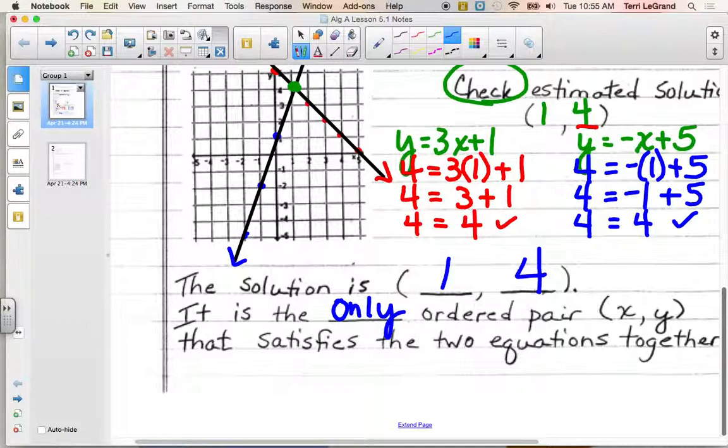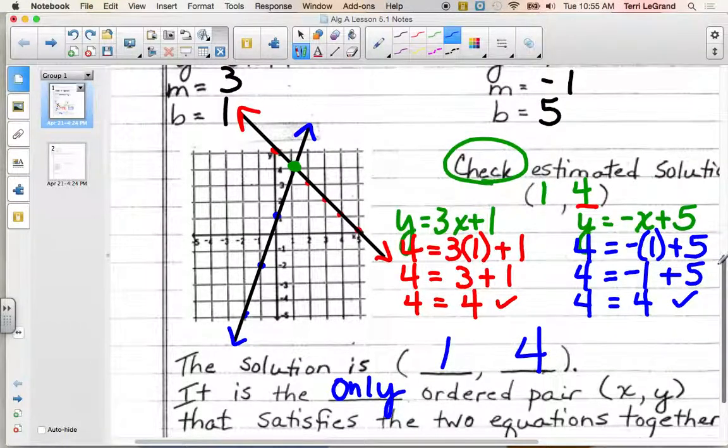Anybody in here think they can give me one ordered pair that would work in one of them but not the other? What do you think? Do you think you can come up with a point, an ordered pair from our graph, that if we did a check problem, you'd say it would work in one of them, but it wouldn't work in the other?